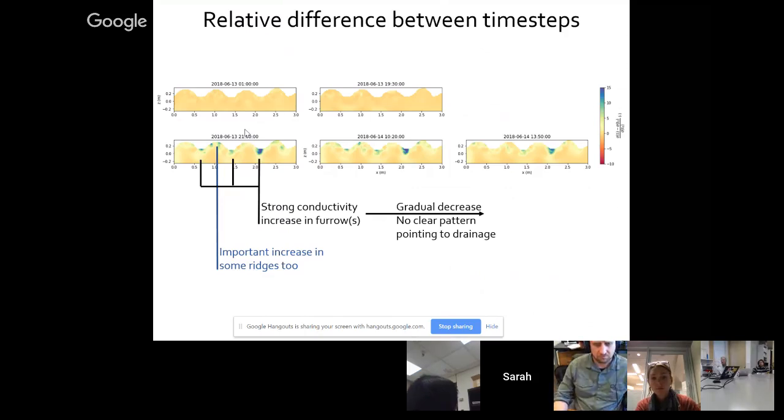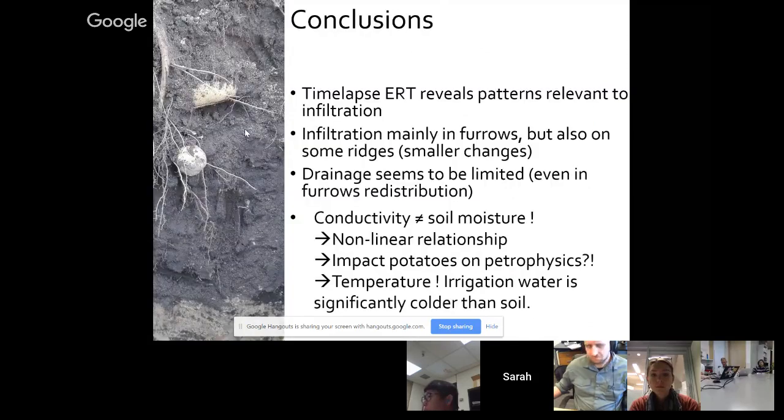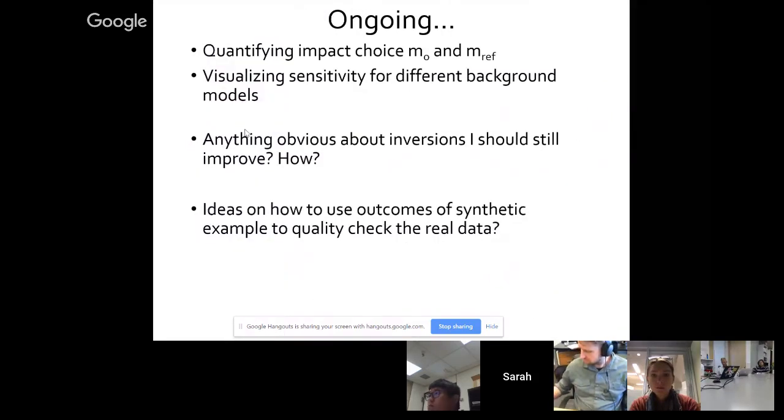So as long as you have a good before inversion, then good. Yeah. It doesn't really matter. And that's why the soil moisture sensors are important. If you have the changes, you can just use them to calibrate. Yeah. So questions I have for you: I'm still working on this impact of the reference model, looking at that sensitivity and how different background models affect this sensitivity distribution.